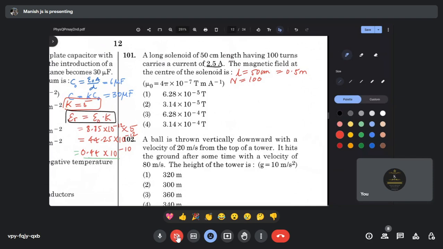mu naught Ni. Yes. Okay. At the center of the corresponding solenoid, so mu naught Ni by 2. If you're coming to the center of the solenoid, you will use the relationship mu naught Ni upon 2. First find mu naught Ni, then divide by 2 and you will get the answer. So B is equal to mu naught Ni, what you said is right. So use that relationship.